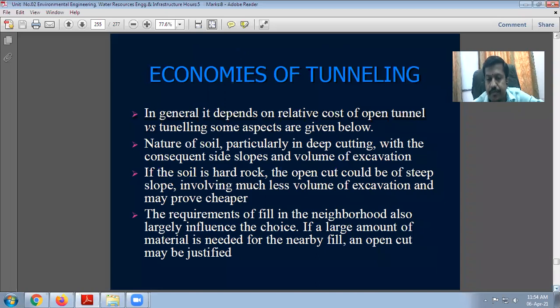Economics of the tunnels, in general, depends on the relative cost of the open cuts versus the tunneling. Nature of the soils, basically we have to be very conscious about the nature of the soil. If the soil is hard rock, the open cut could be of steep slope. But if the soil is very weak, then we can't go for the tunnel construction.